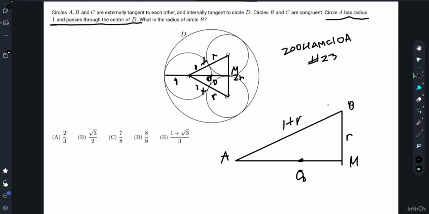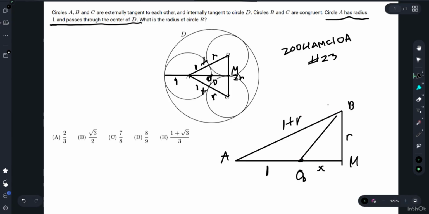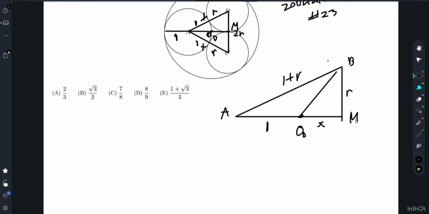Well, do we know the length of A to M? We know the length from A to OD is 1 because the radius of circle A is 1. And now we're trying to find this length, which we can label as X. We can also connect B down to OD to help us solve. We want to find what R is, so let's set up a few equations so we can try to find X, then maybe R.